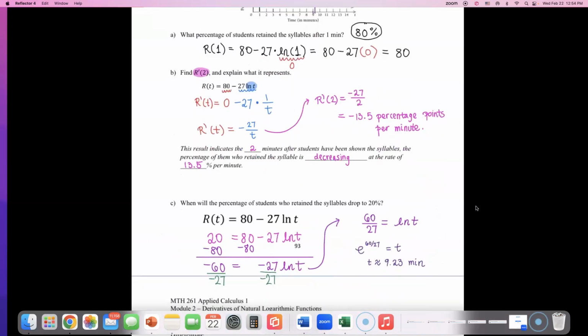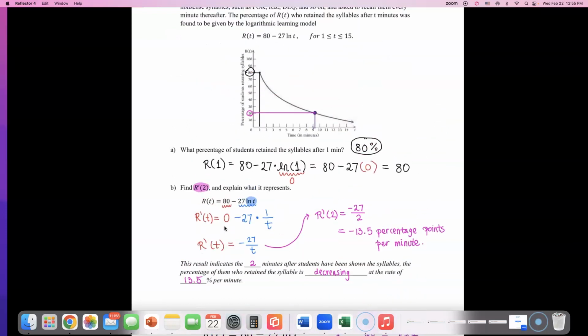So yes, the answer is 9.23 minutes. See guys, whenever I write these derivative functions like R prime of 2, I thought I would be using that for the last part, but we really didn't. We just used the original equation, set it equal to 20, and solved that log equation. But this was an example on page 93.